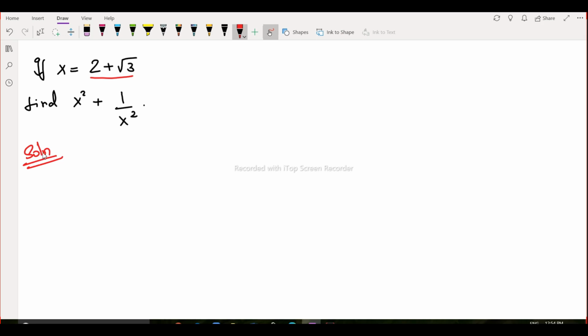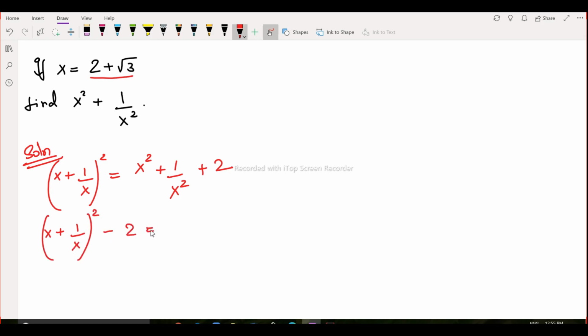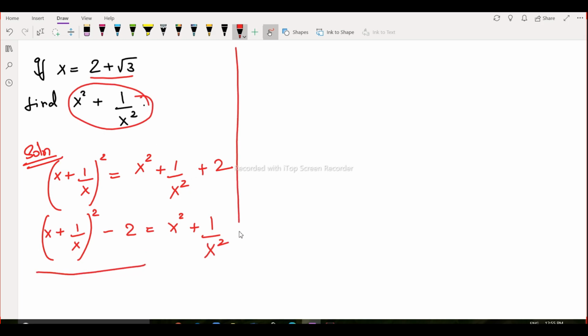So I'll try to manipulate this by writing it this way: x plus 1 by x, the whole square, is equal to x square plus 1 by x square plus 2. This is the expansion formula. So I can write x plus 1 by x, the whole square, minus 2, is equal to x square plus 1 by x square. So instead of finding this, I can find this part. This will be a bit simpler. Let's see how we can do it.